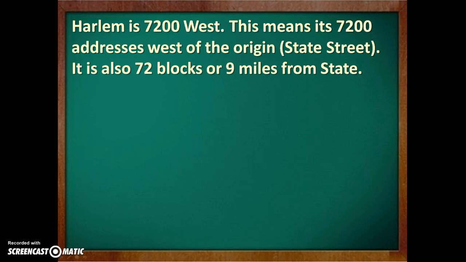Harlem is 7200 West. This means it's 7,200 addresses west of the origin. Because Harlem runs north and south, its origin is State Street. Since it's 7,200 addresses, that makes it 72 blocks or 9 miles from State Street.